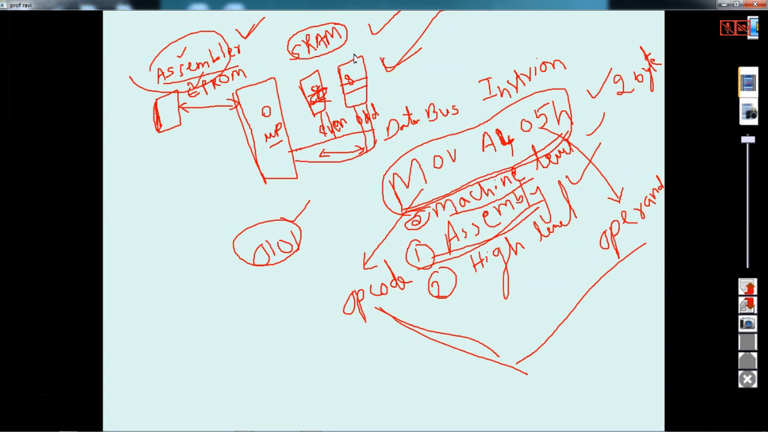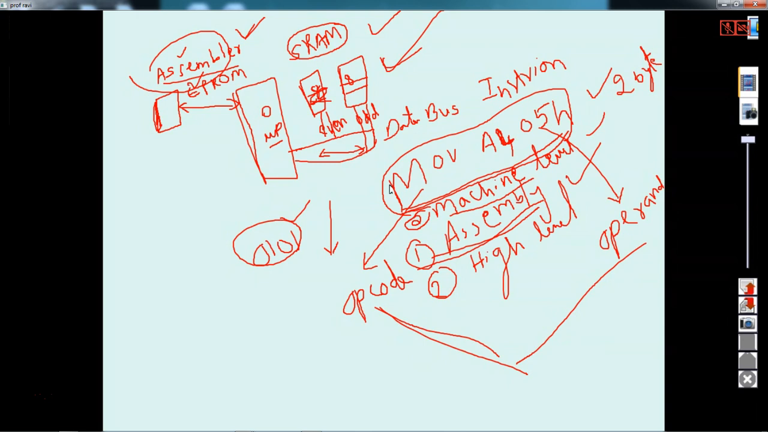Alright? And you will keep on writing the instructions as a programmer. This set of instructions is called a program. Now, what is this addressing mode? The addressing modes will tell you how to locate the data in the instruction. I repeat, the addressing modes will tell you how to locate the data in the instructions.